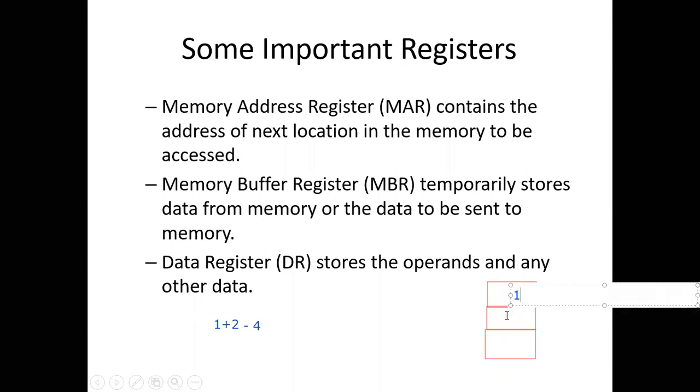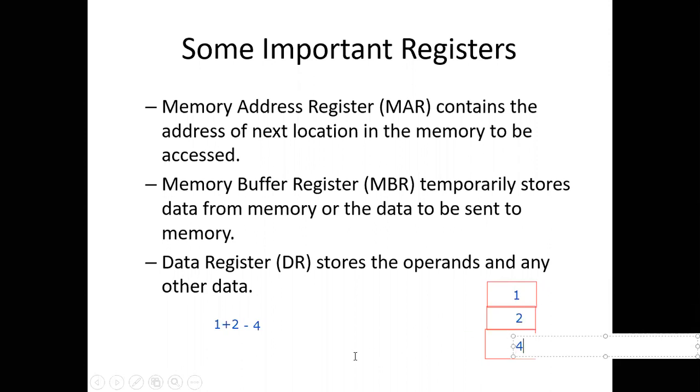So for example, the first data item could be here. The second data item will be here. The third data item will be here. I'm just making up these numbers. So the memory address register will keep track of where the next data item is. When we get item number one here, the next data item is number two. So the memory address register will contain the address of the next location of the data. The next address that the computer is supposed to go to will be kept here.